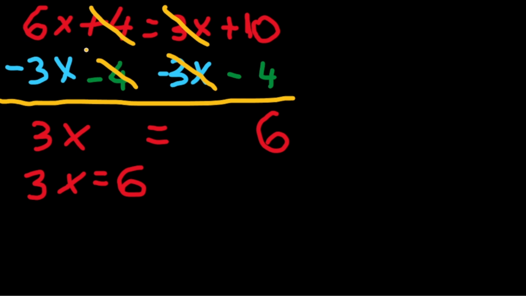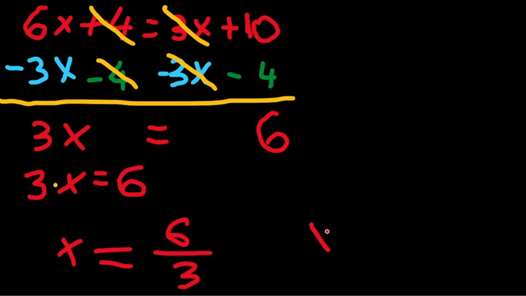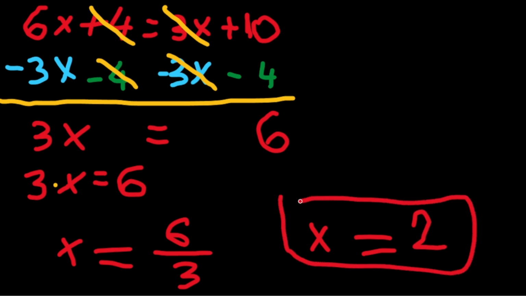Like I told you before, it's not just 3x, it's 3 multiplied by x. So when we have a multiply, what is the opposite of multiply? It is divide. So in this case, we can bring the 3 to the number 6. So we have 6 divided by 3, which equals 2. So the solution is x equals 2.